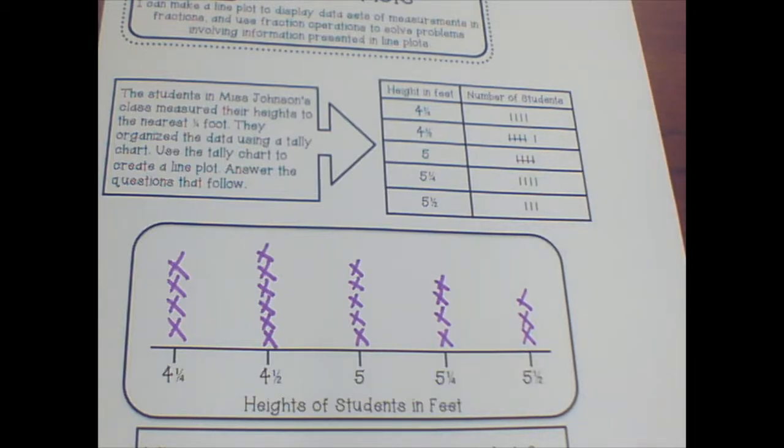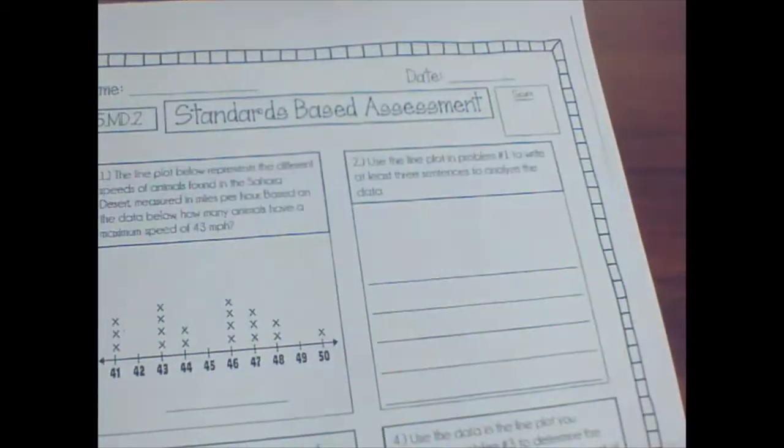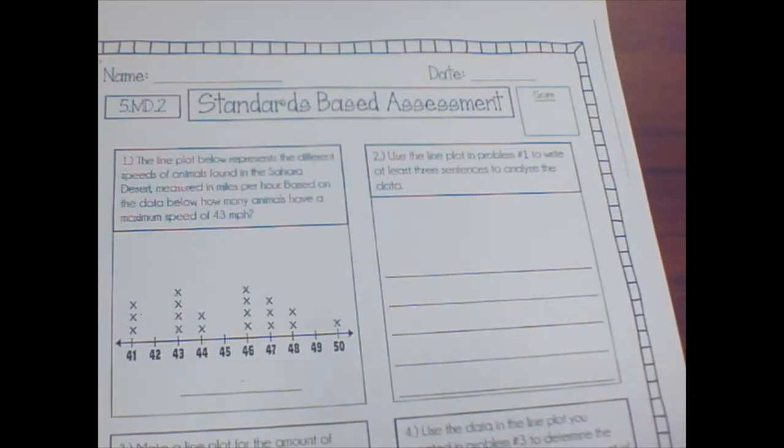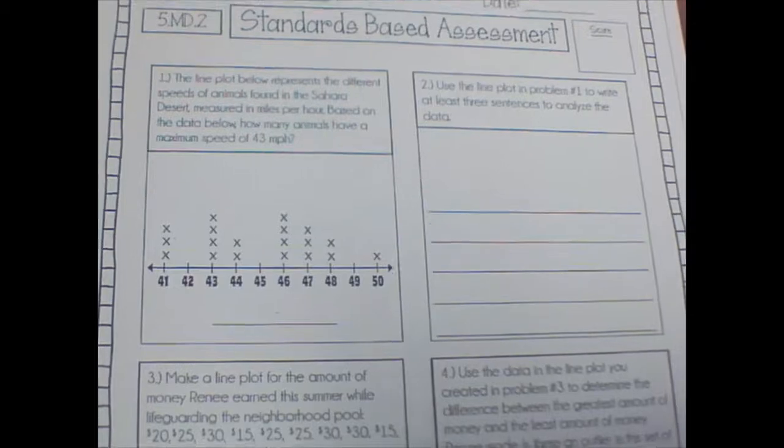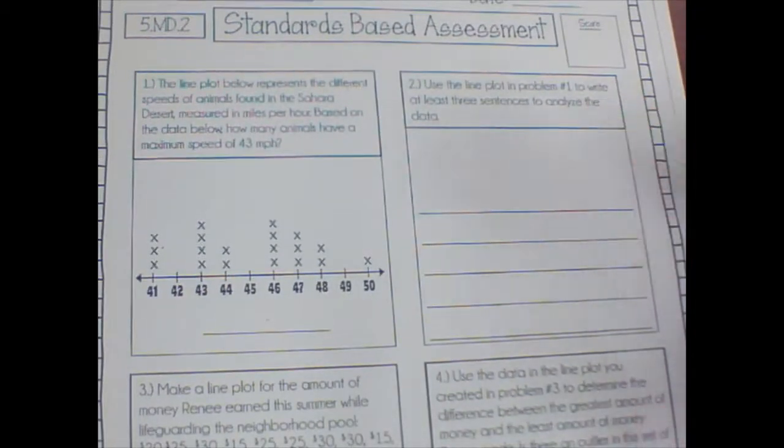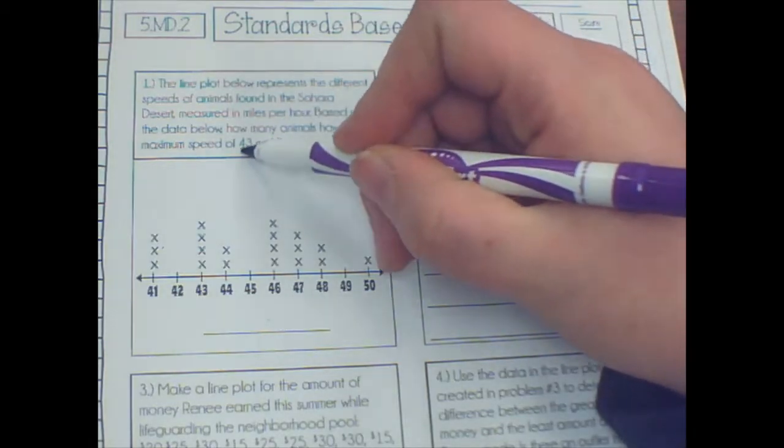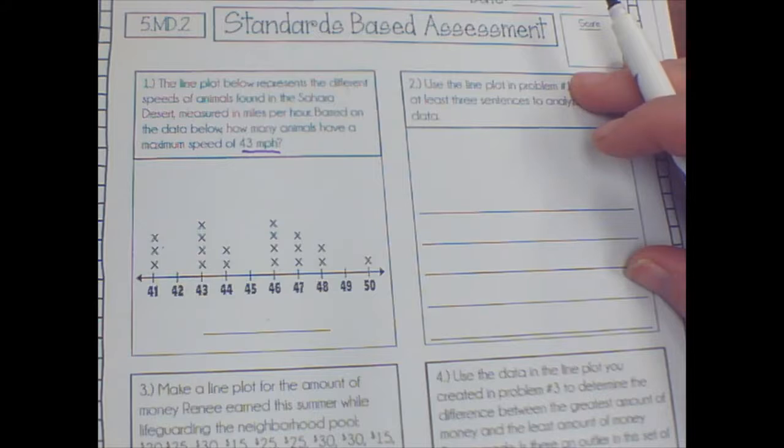All right, so we're going to take a look at a couple more problems that are going to be pretty similar to problems that you're going to see on your test. If you look right here at number 1, it says the line plot below represents the different speeds of animals found in the Sahara Desert, measured in miles per hour. Based on the data below, how many animals have a maximum speed of 43 miles per hour?